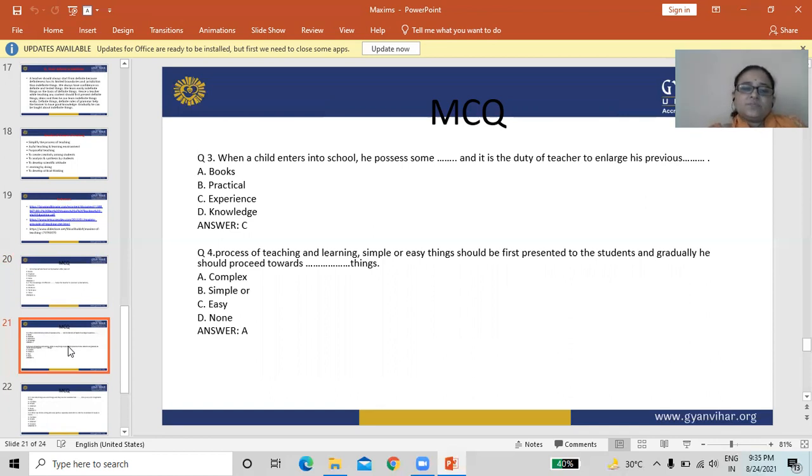Next MCQ: In the process of teaching and learning, simple or easy things should be first presented to the student, and gradually he should proceed towards blank things. Option A complex, option B simple, option C easy, option D none. Correct answer is option A complex. In the process of teaching and learning, simple or easy things should be first presented to the student, and gradually he should proceed towards complex things.